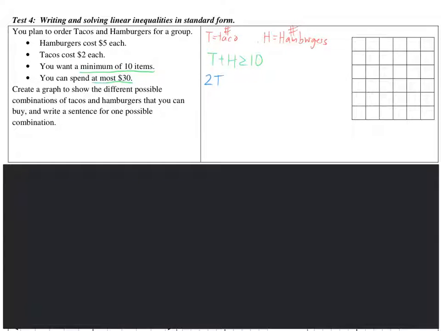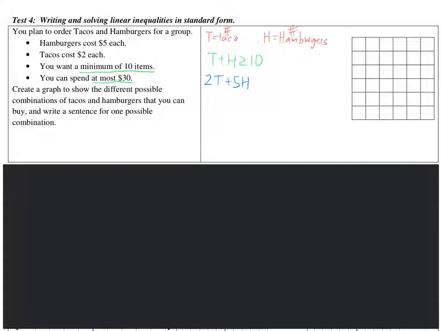So how would you do hamburgers? Well, how much is a hamburger? 5. So I have $2 per taco plus $5 per hamburger. If I bought 1 taco and 1 hamburger, wouldn't that be 2 times 1 is 2, plus 5 times 1 is 5, so that'd be $7? Yeah. If I bought 2 of each, that'd be a 2 here and a 2 here. So that'd be $4 plus $10, that'd be $14.